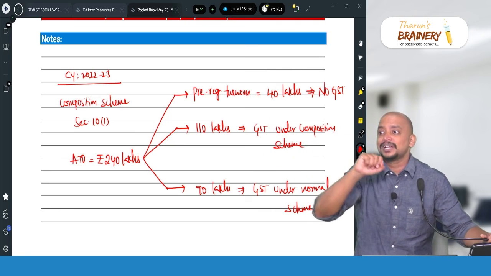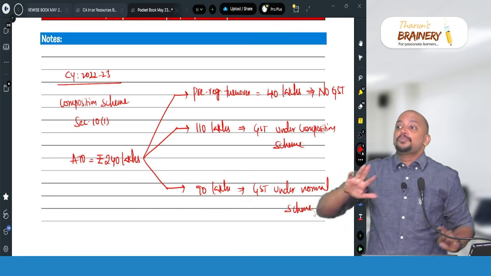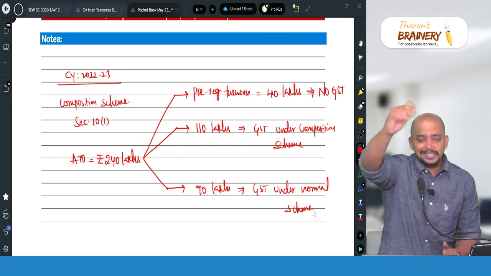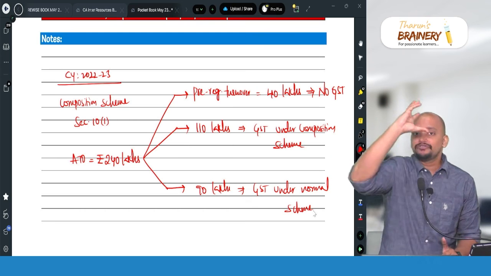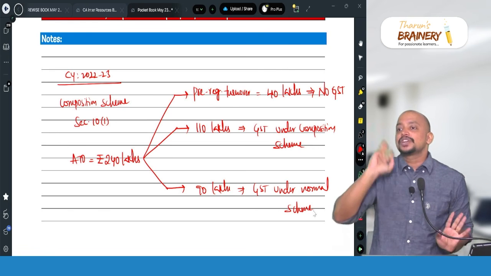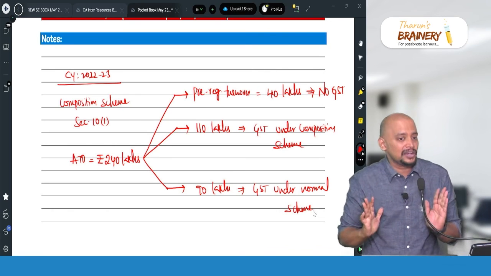Because in some states 20 lakhs is the applicable threshold limit. Then 130. Suppose it is a section 10(2A) case, 50 lakhs will be under composition scheme, okay. So for that 50 lakhs, minus pre-registration turnover 20 lakhs, so remaining 30 lakhs only you pay GST under composition scheme. Is it clear or not?